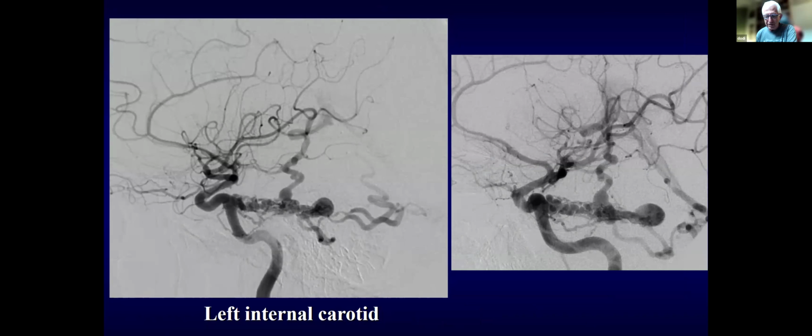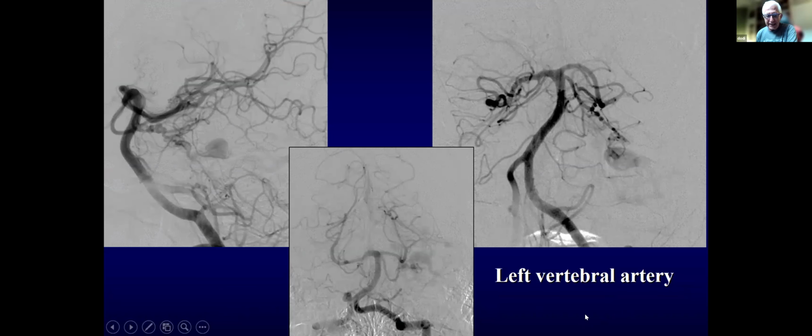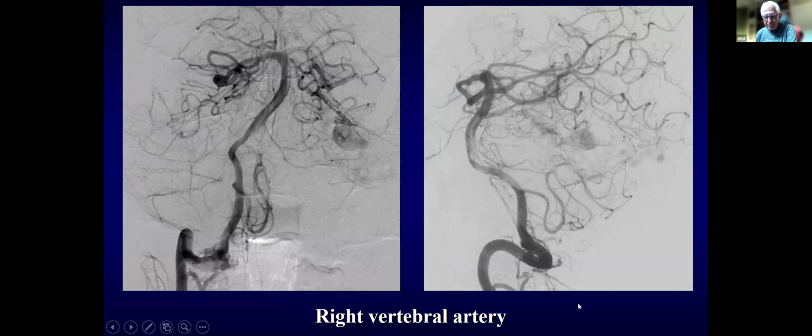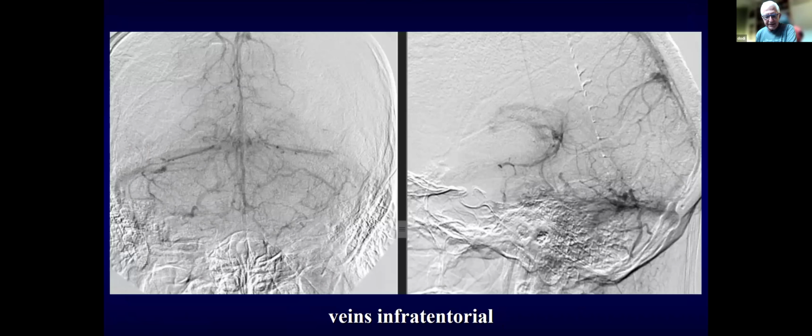So I let you look at the images. This is the external carotid. So the usual dural AV fistula of the petrous ridge, more or less where the superior petrous vein is. And as usual, you have the pial feeders coming from the cerebellar arteries, as you can see here, and petrous feeders. This is the right vertebral artery. And if you want to see the veins, these are the veins supratentorial, these are the veins infratentorial. Nothing really interesting.